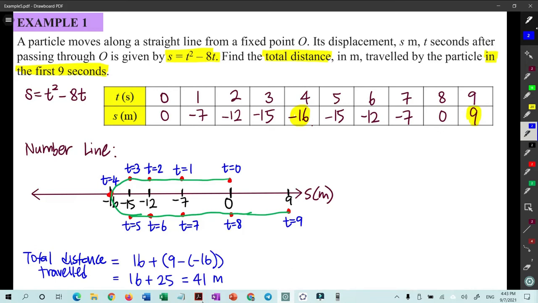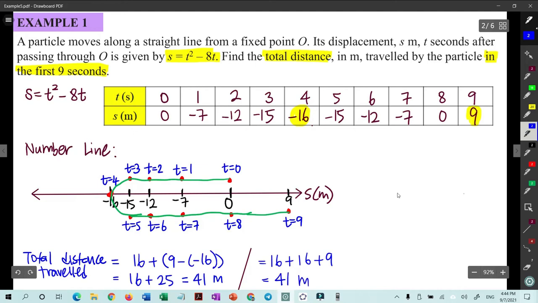Let's see another way of doing this calculation. We can divide this into 3 sections: from here to here, which is 16 meters, and then from here to the origin, which is another 16 meters, and then from the origin towards the right, which is 9 meters. 16 plus 16 plus 9. So the answer is the same, which is 41 meters.